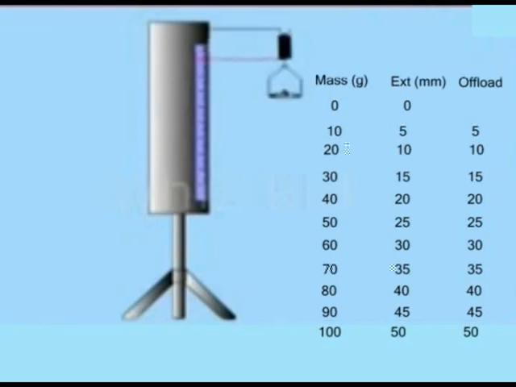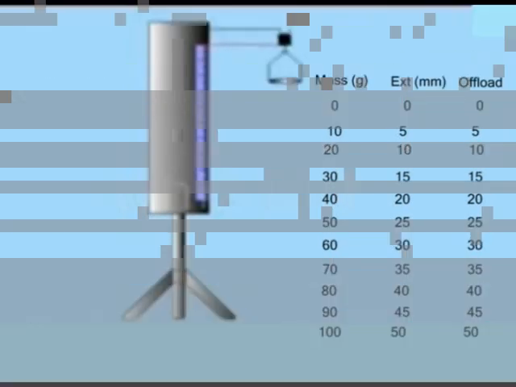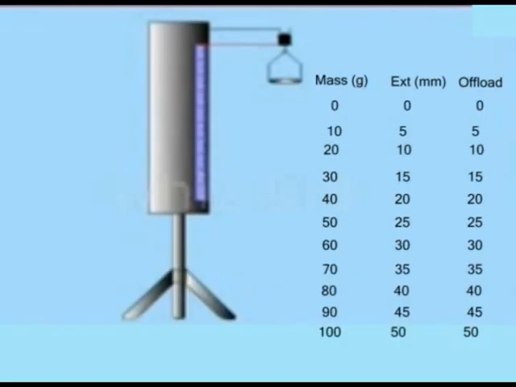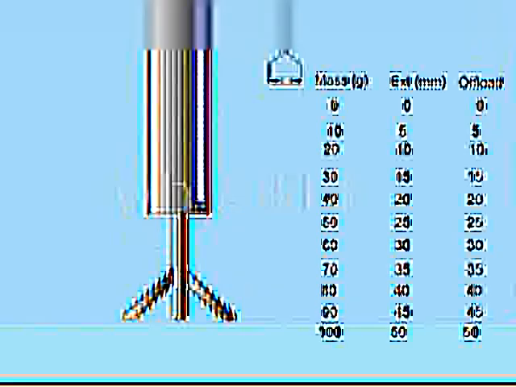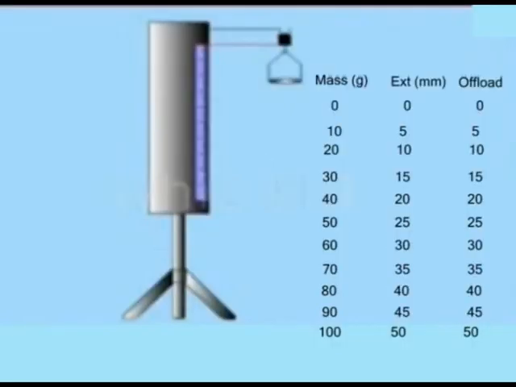Now, first of all, I have this table. What to note is that force is measured in newtons. In my masses, I have them in grams. I need to convert that into newtons. To convert grams into kilograms, I divide by 1,000, and then to convert kilograms to newtons, I multiply by 10. So this is my new column for the force.